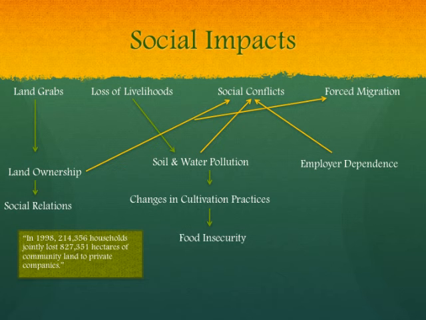It comes as no surprise that the implementation of palm oil production has an effect on local communities. According to sustainablepalmoil.org, these effects include land grabs, loss of livelihoods, social conflict, and forced migration. Land grabs lead to complications regarding previously agreed upon land ownership amongst the locals. When external powers alter these agreements, social relations are in turn affected.